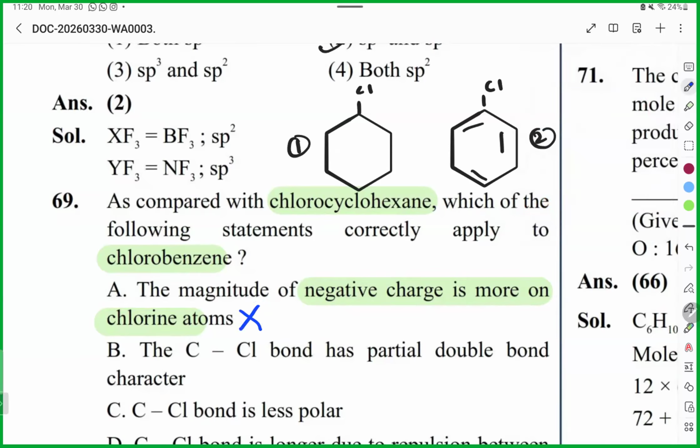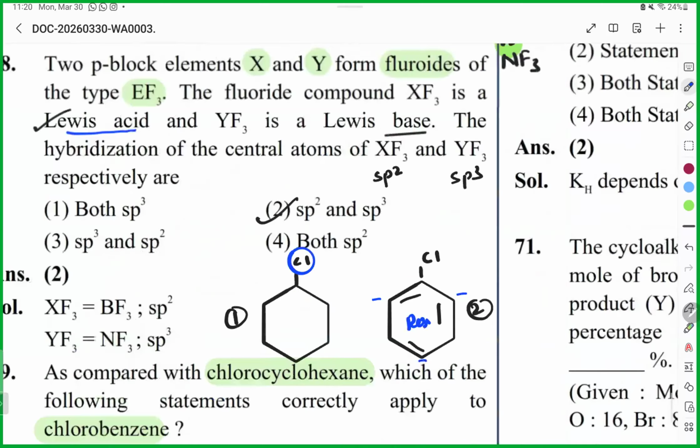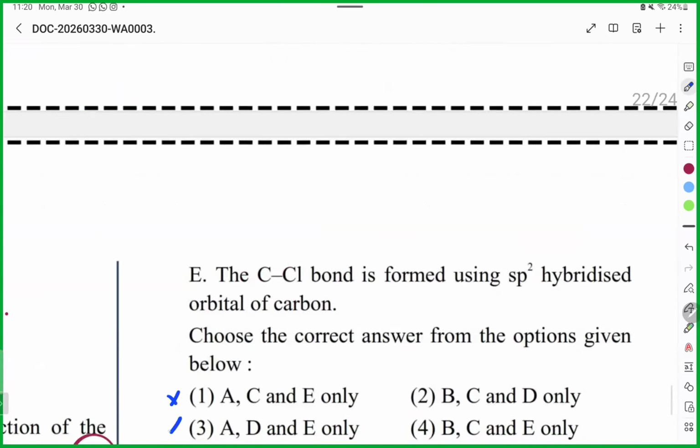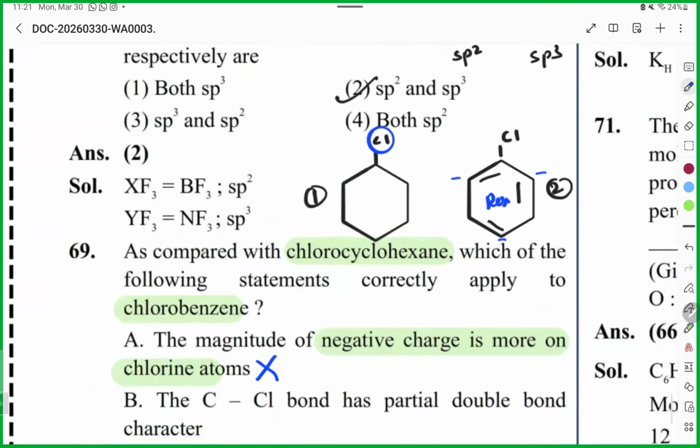No, sir. Why? Because in the benzene ring, because of the resonance, negative charge will spread on the ortho-para position. But in the first, resonance is not possible, so negative charge will stay in one location. So more in the first. Correct? Yes, sir. Correct. If you see the options, you can easily eliminate 2. How? A is not possible. Next, D and E.